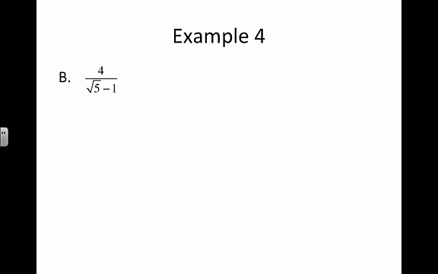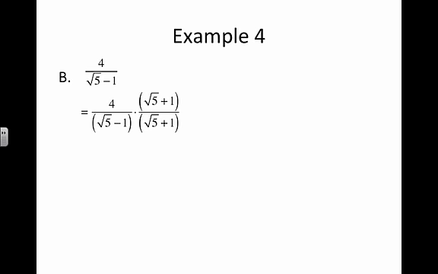Now, here's where we're going to bring conjugates back in. We've got 4 over square root of 5 minus 1. Remember, if I multiply by the conjugate, not only do I get rid of the middle terms, there will be no more radicals left. So I'm going to multiply on top and bottom by the conjugate of square root of 5 minus 1, which is square root of 5 plus 1.